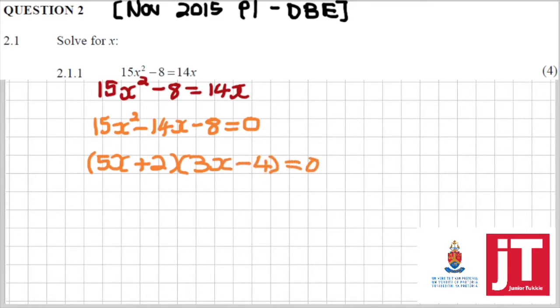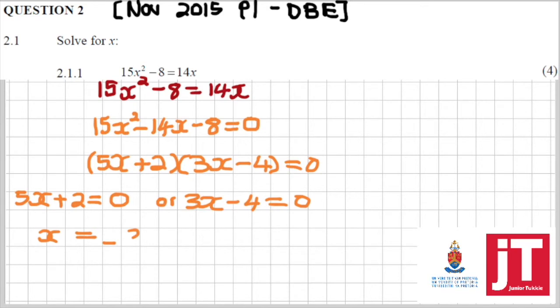We then equate each factor to 0. We're going to get 5x plus 2 is equal to 0, or 3x minus 4 is equal to 0. Those two linear equations, we solve for x, and our two x values are x is equal to negative 2 over 5, or x is equal to 4 over 3. We move on to the next question.